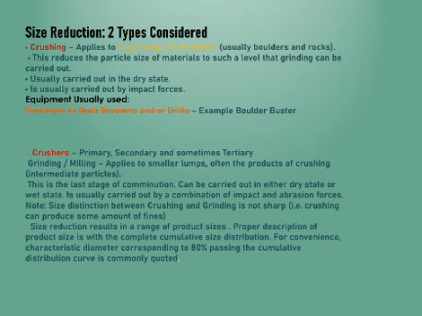Size reduction results in a range of product sizes. Proper description of product size is with a complete cumulative size distribution. For convenience, the characteristic diameter corresponding to 80% passing on the cumulative distribution curve is commonly quoted.